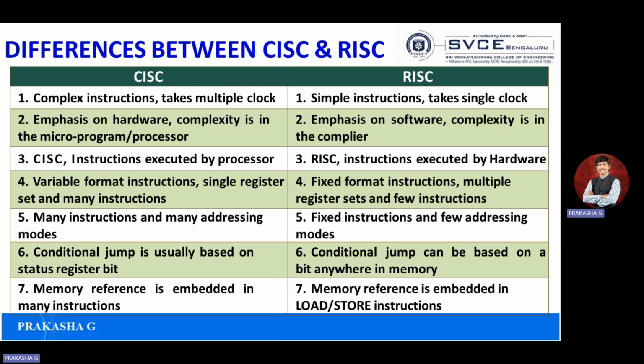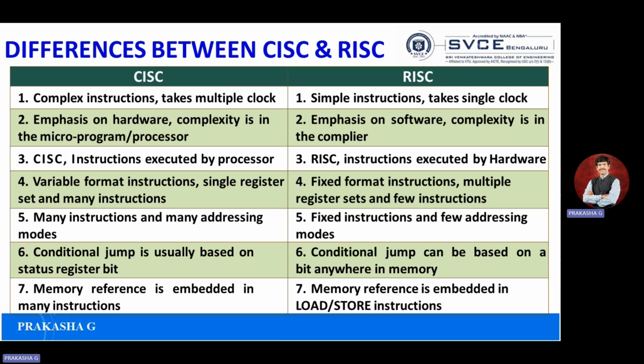So the table gives the clarity, the entire difference between the CISC and the RISC. Left hand side we are having the CISC, right hand side we are having the RISC. CISC is a complex instruction. It takes multiple clocks, as we explained in the previous slide, it takes more than one clock. But in RISC, it's a simple instruction. It's going to take only one clock for execution of the instruction.